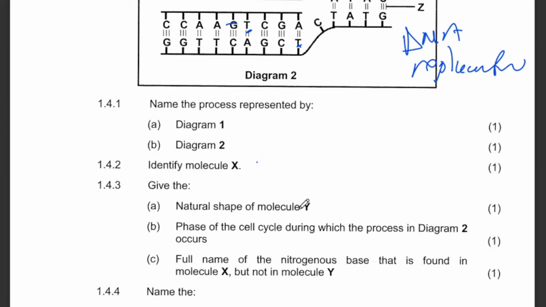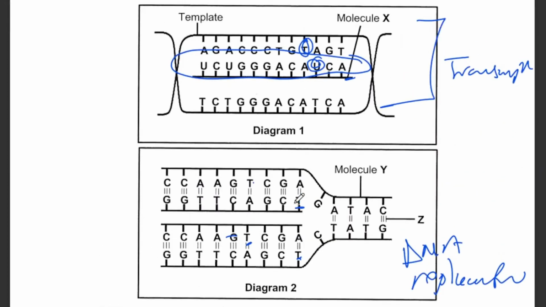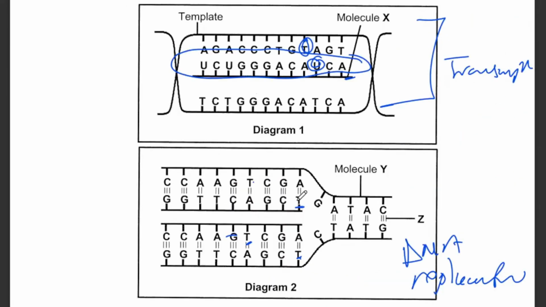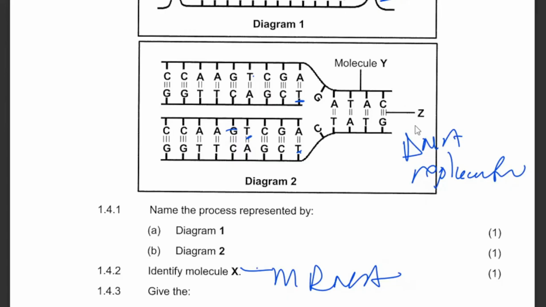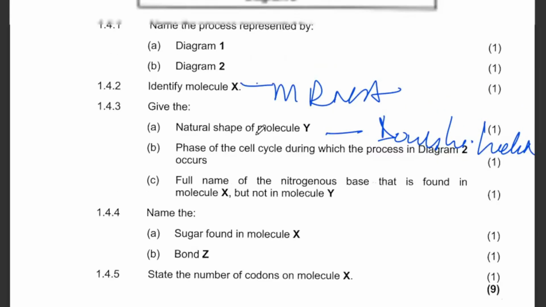We continue. We're saying identify the molecule X. So we are done with that. Molecule X, what is molecule X? It is messenger RNA. We say this is the messenger RNA. Natural shape of Y. We talked about it, and I said only one answer. Natural shape of this DNA is double helix, nothing else.